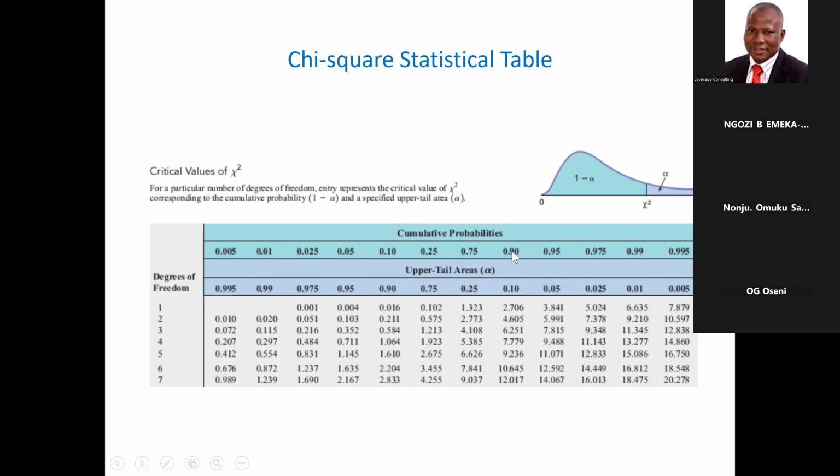If it is a 90% confidence level, the other one will be 10%. If it's 75%, the other one will be 25%. If it's 25%, this one will be 75%. If it is 90%, the other is 10%. If it is 99%, the other one will be 1%, which is 0.01. Can you see now?